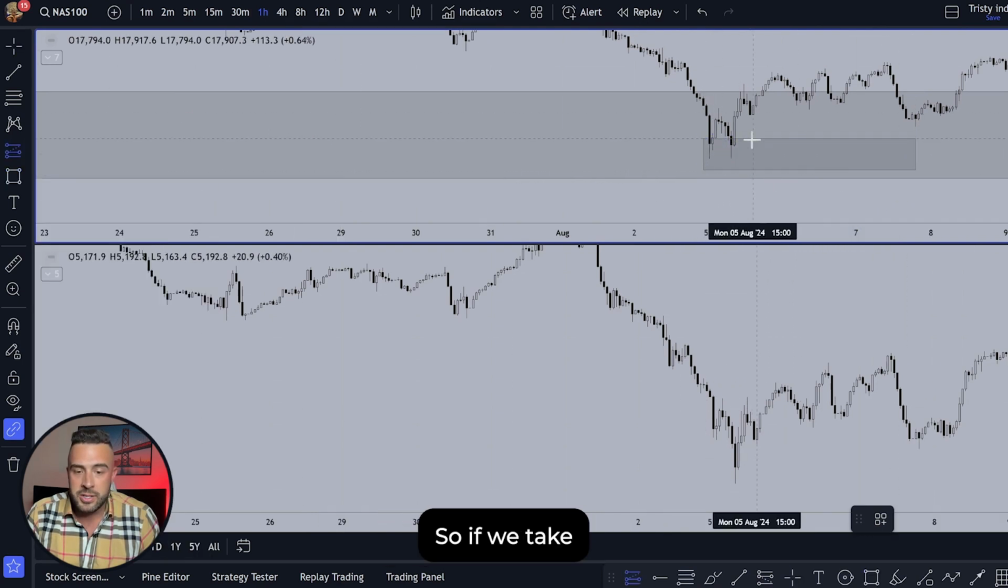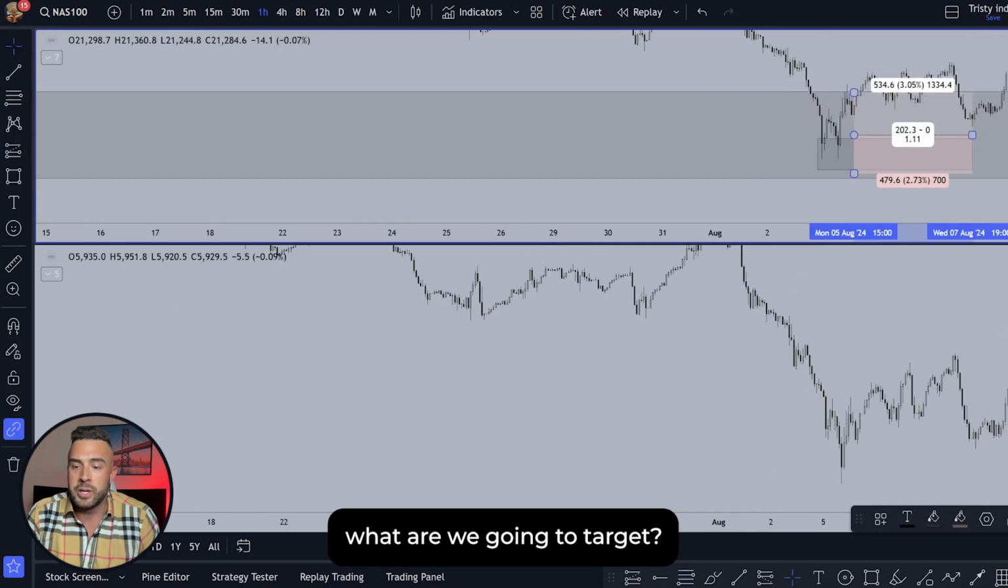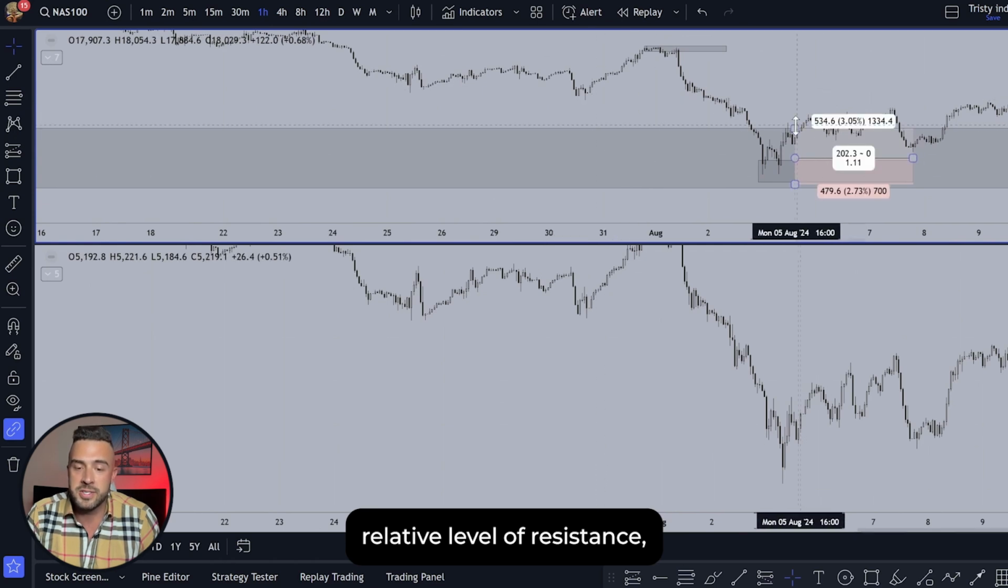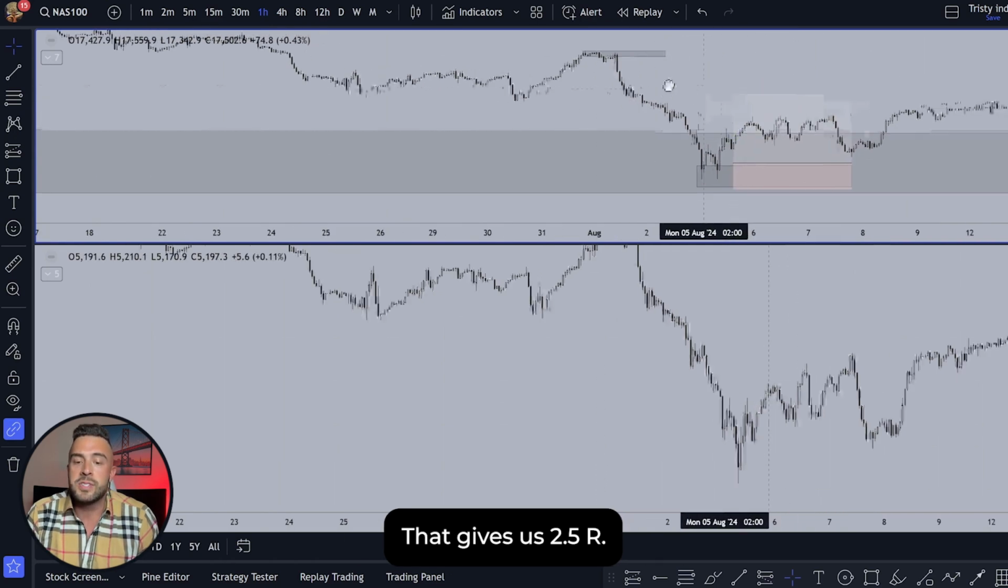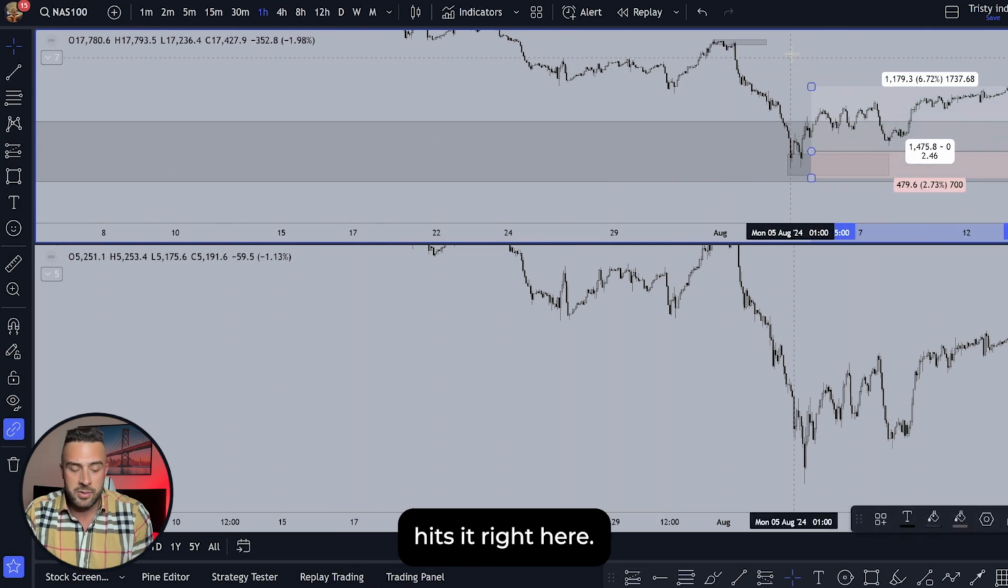So if we take it long right here and we look to target, what are we going to target? We're going to target the most recent relative level of resistance, which is right here. So that gives us 2.5R. And as you can see, it comes up and beautifully hits it right here.